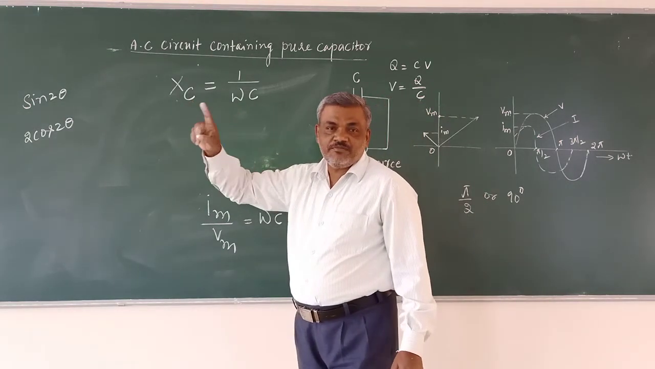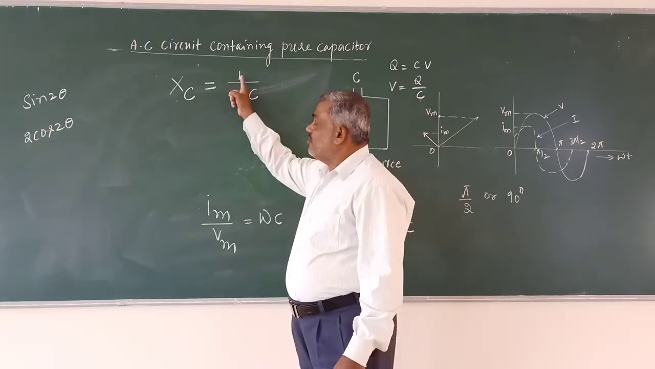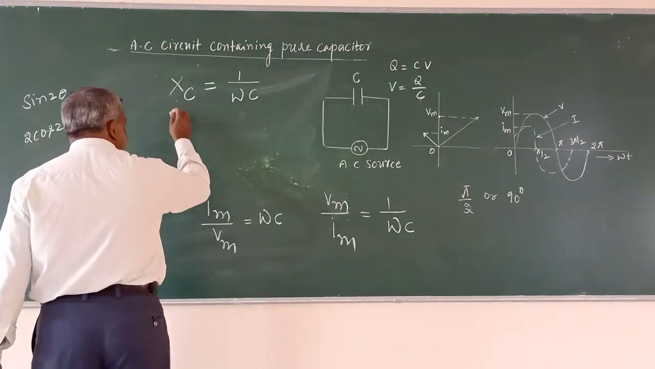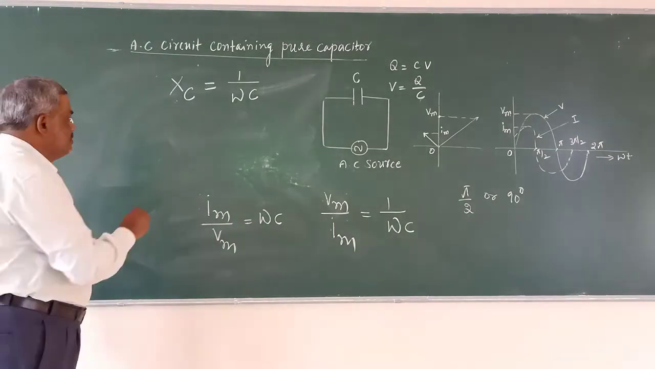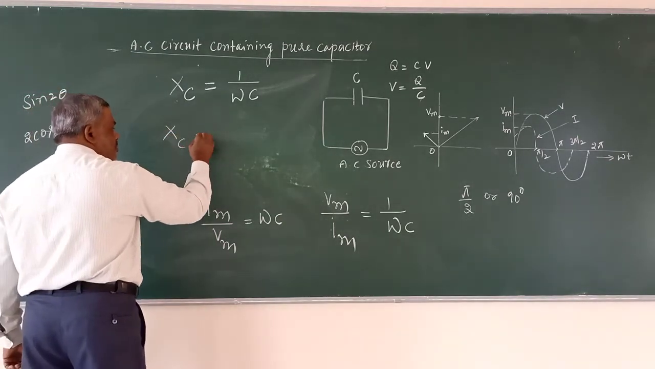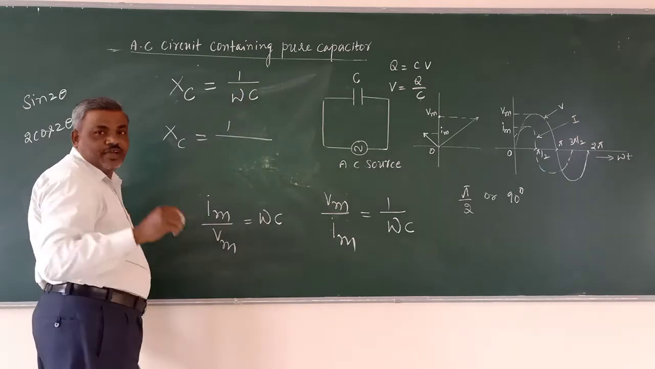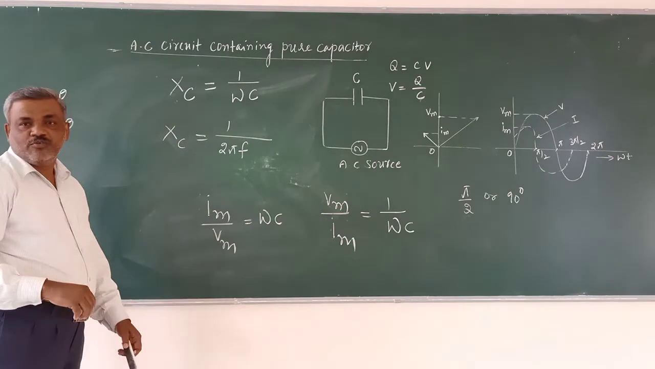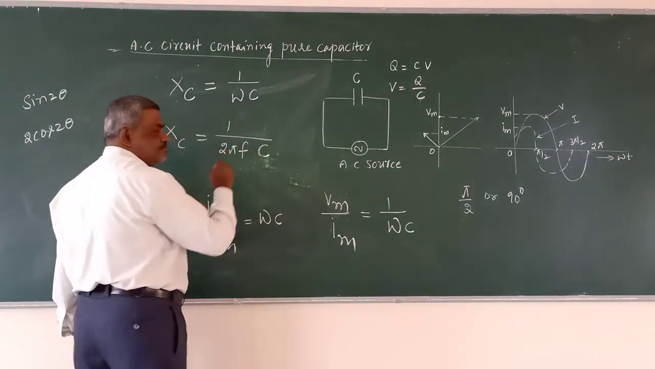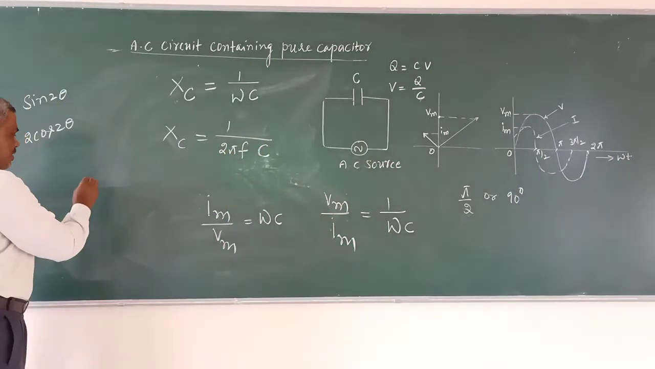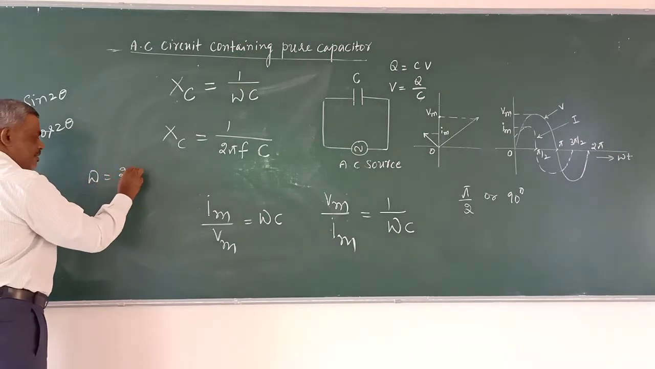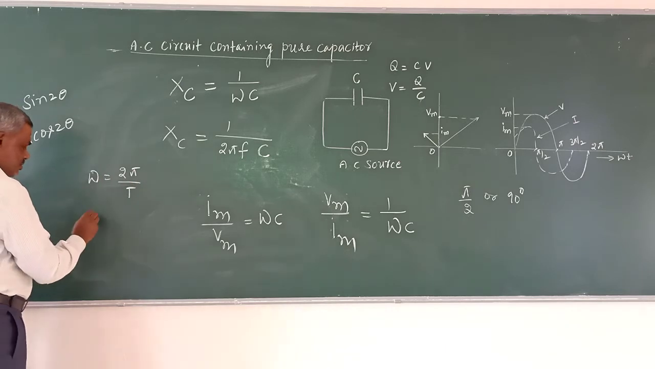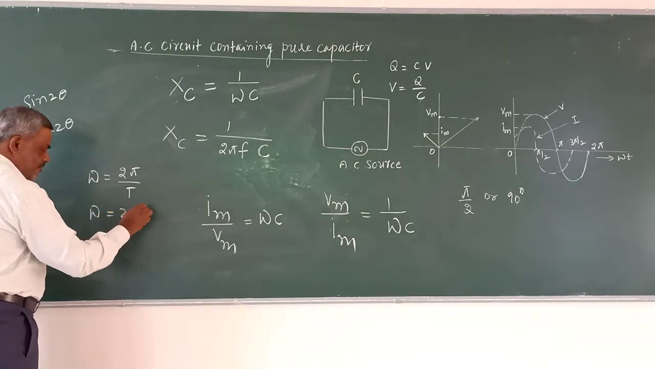Capacitive reactance, the symbol Xc. Xc equal to 1 by omega C. So Xc equal to 1 by omega C, where omega equal to 2 pi f. So omega equal to 2 pi by T, frequency f equals 1 by T. So omega equals 2 pi f.